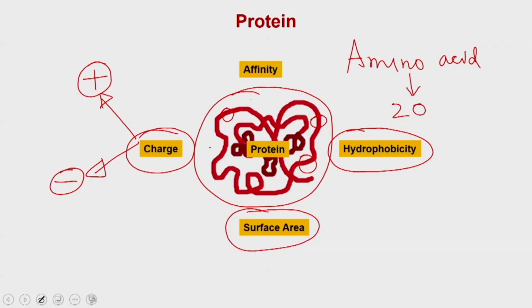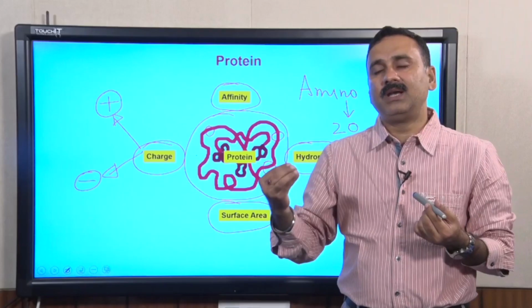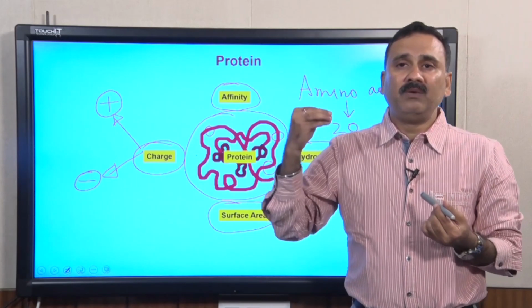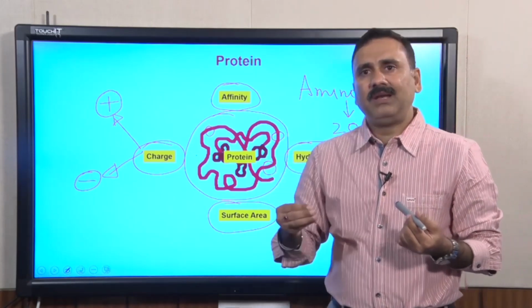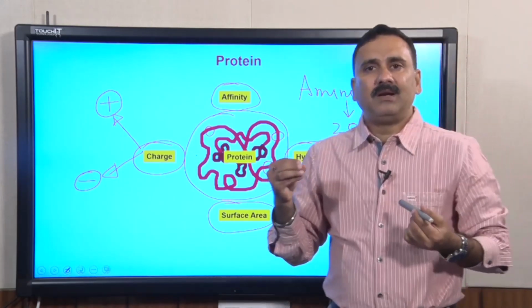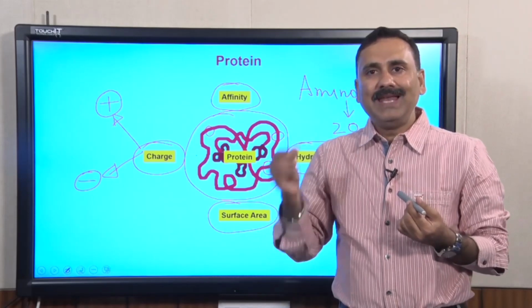Now, the fourth is the affinity parameter, because the protein may have different types of charges and different types of groups present, and this combination of charge and hydrophobic patches may give it an affinity for certain biomolecules, and that is a criterion which can be used to purify the protein. One of the classical examples is the single stranded DNA binding protein or helicases.